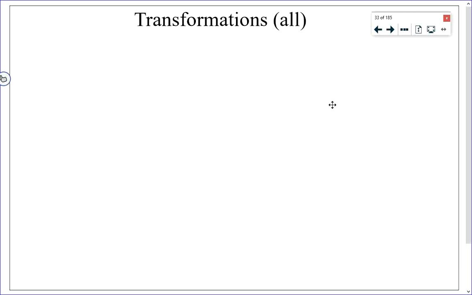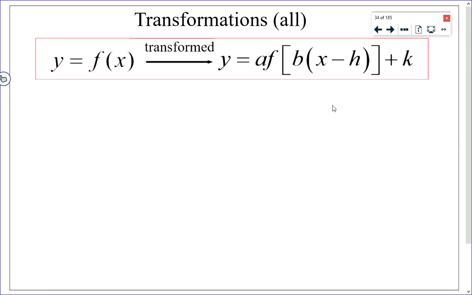When we put all of this together, with the exception of the whole inverse reflection idea, we end up with this template on the right-hand side of your screen, which can be found on your formula sheet.